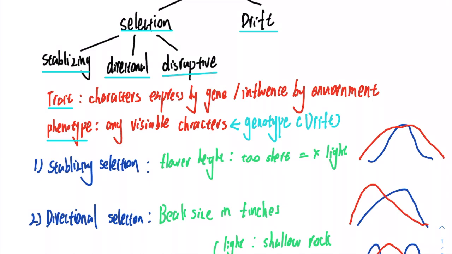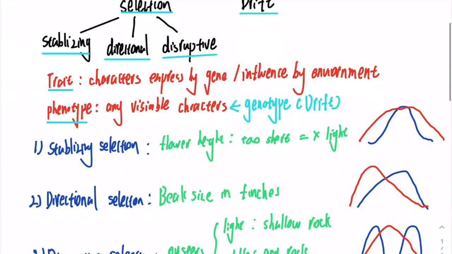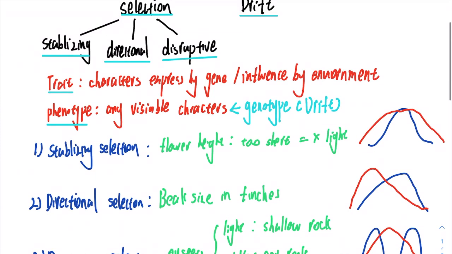So let me introduce stabilizing selection. Stabilizing selection is when an average phenotype is selected for and the extremes of the phenotype are selected against. For example, if the flower height is too short, it cannot reach the light, so the lowest one will die.